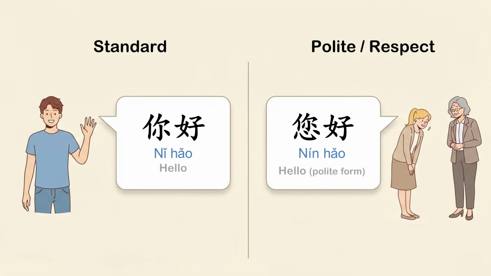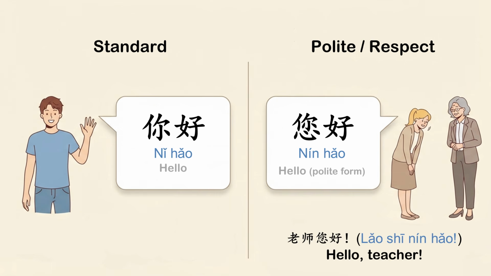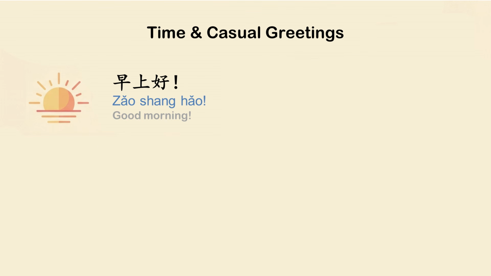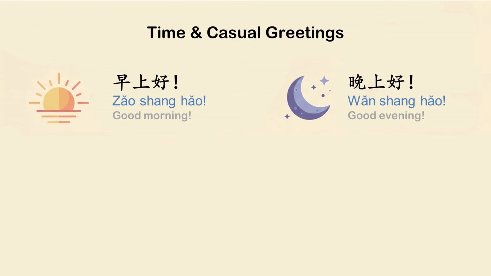If you want to sound even more formal or show respect, you can say 您好. Here, 您 is the polite form of you. You can use this when speaking to your teacher, your boss, or an older person. For example, you can say 老师您好. Hello, teacher. You can also greet people depending on the time of the day. For example, 早上好, good morning, or 晚上好, good evening. These phrases are polite and natural, especially in more formal situations, like at school or at work.